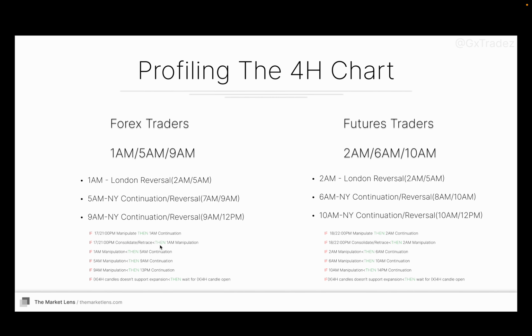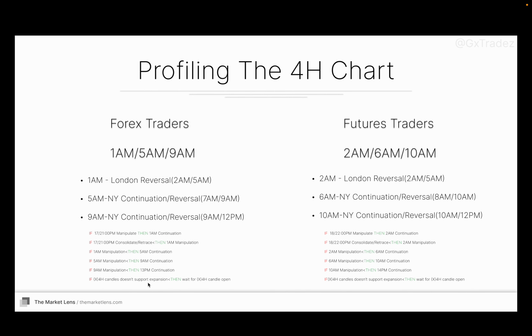So these little if-then statements, right? The ones we really care about are the ones down here. If 1 a.m. manipulates, then 5 a.m. should continue. If 5 a.m. manipulates, then 9 a.m. should continue. If 9 a.m. manipulates, then p.m. should continue, right?